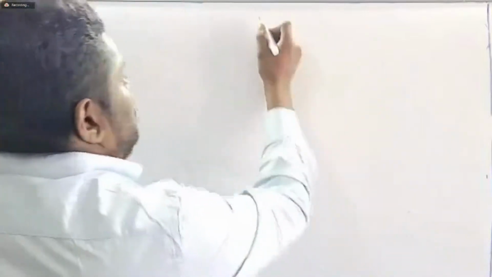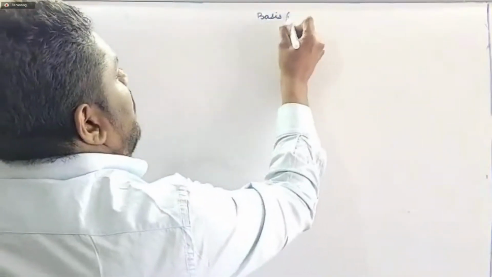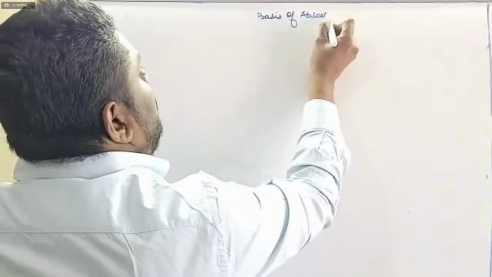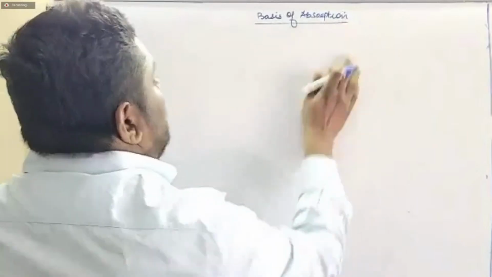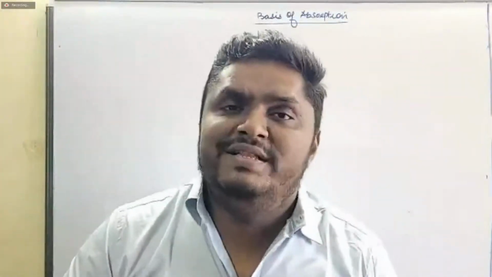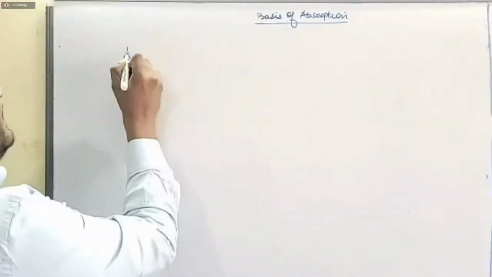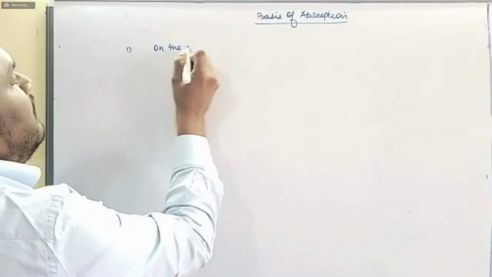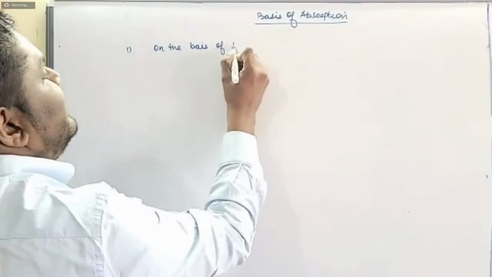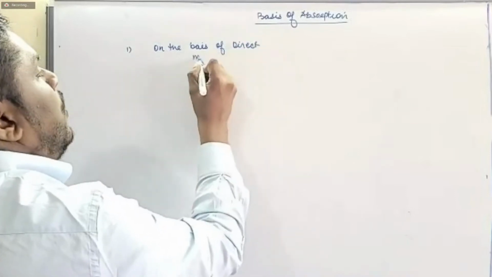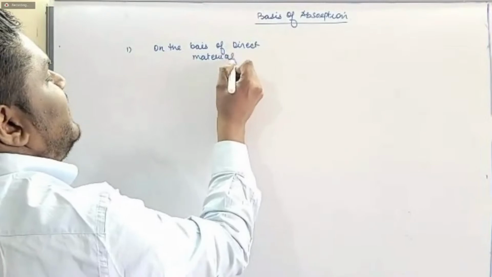So guys, this is all about the base. What is the logic or the concept of absorption? There can be a few more ways of absorption, so I'll be discussing the basis of absorption. You have to use the information that is given in the question. So these can be the following bases of absorption, wherein the first basis can be direct material. Overheads can be absorbed on the basis of direct material.